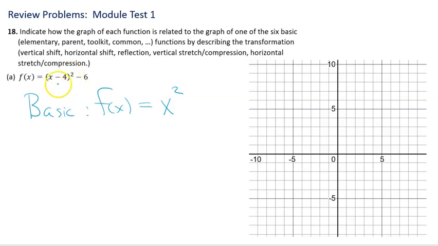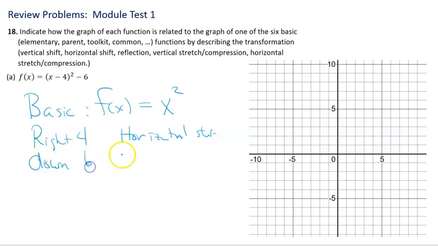Now, the minus 4 part has moved the graph right 4. That is called a vertical shift. Actually, that's called a horizontal shift. I said that backwards. Because right, left, is horizontal. We've moved down 6. That's the vertical shift. Up and down is vertical.